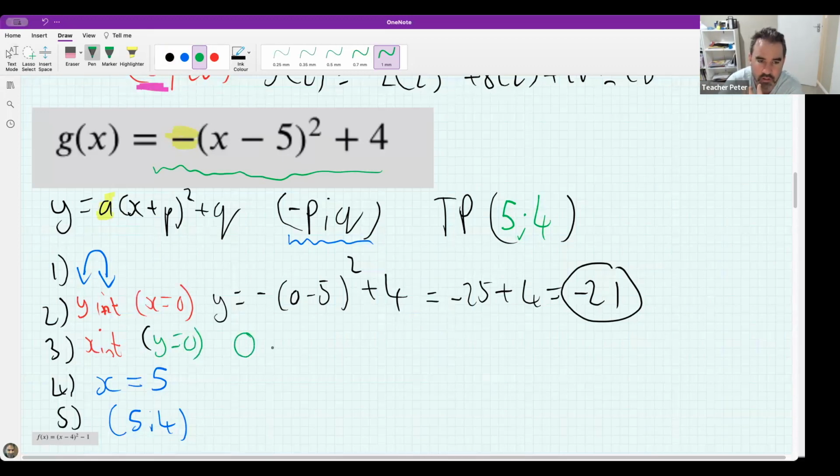So to find the x-intercept, you have to solve that equation. I'll give you a little bit of time to do it, but it's actually not that hard. See if you can get me my x-intercepts.